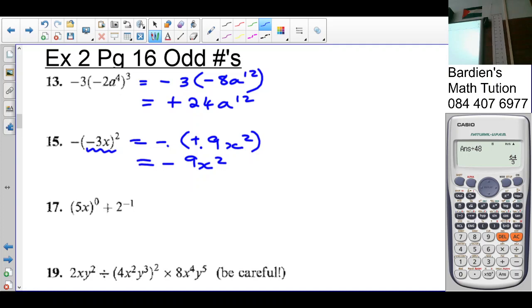Look at number 17. So this would be anything to the power 0 is 1. That 0 is on the whole bracket, so it becomes 1, plus 1 over 2. And what's 1 plus half? 1.5 or 3 over 2. It's all acceptable. Okay.